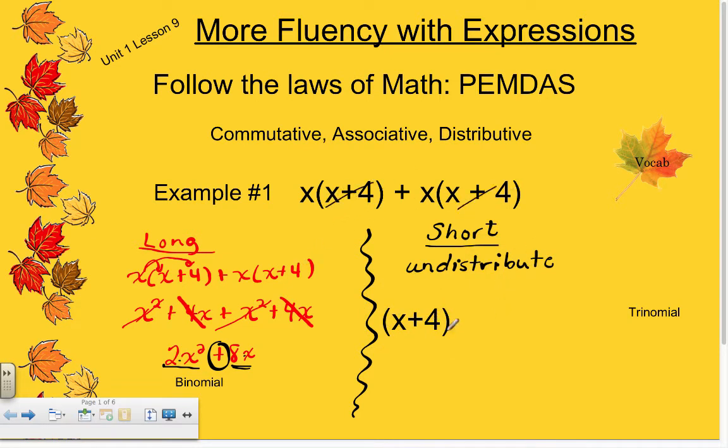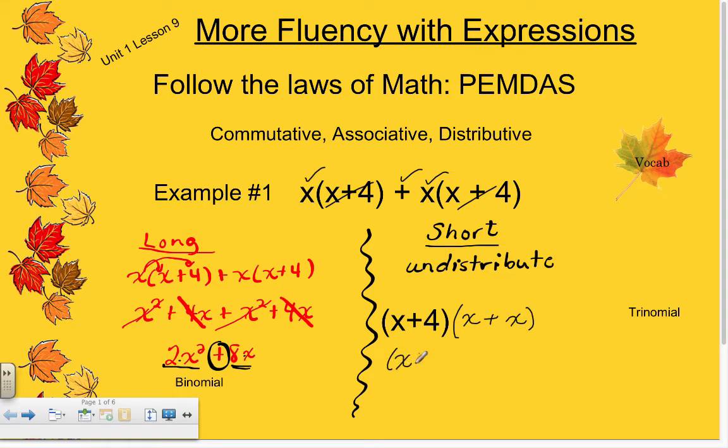It's like you're in the classroom and I asked you to pass your homework forward to me. Everybody has homework, but when they pass it to me, they end up in one pile. So what's left when I undistribute the x plus 4? The first x, the plus sign, and the other x.